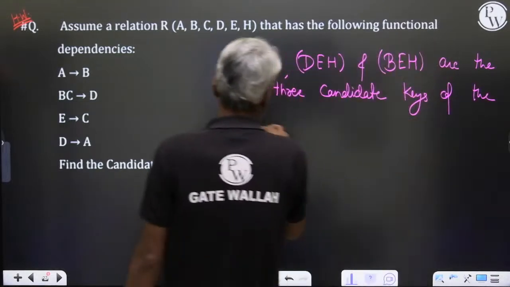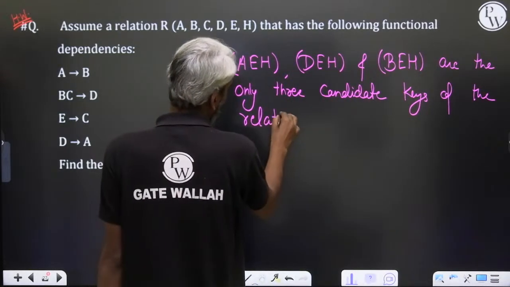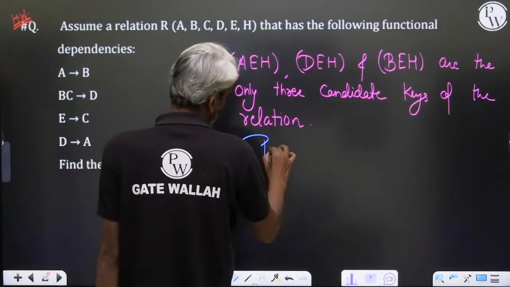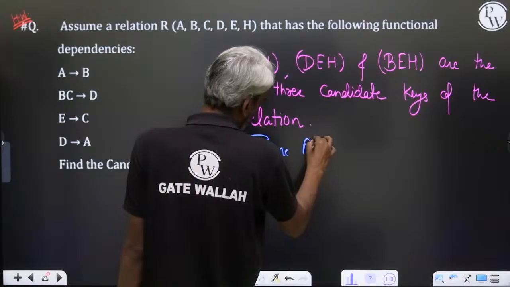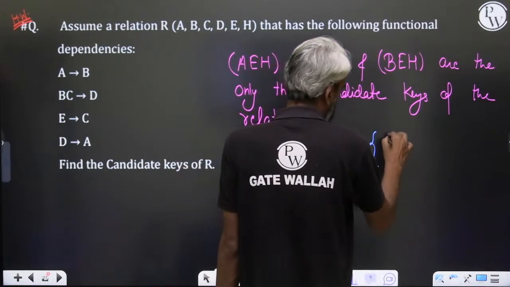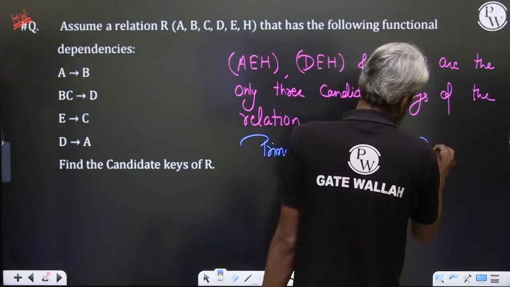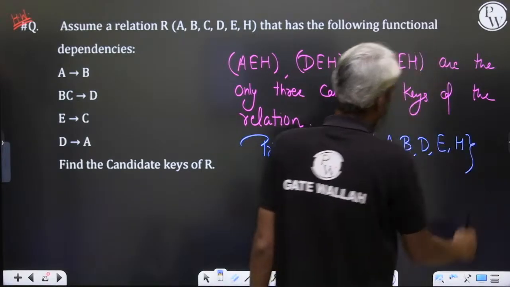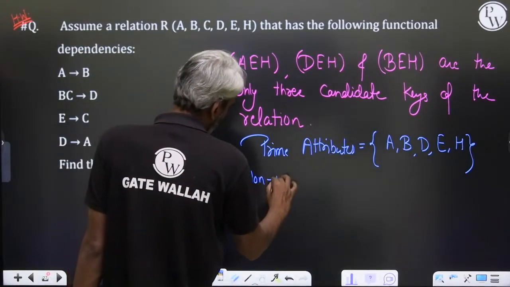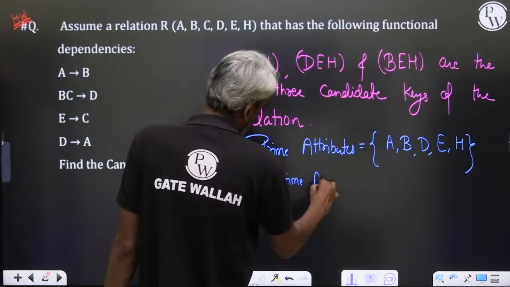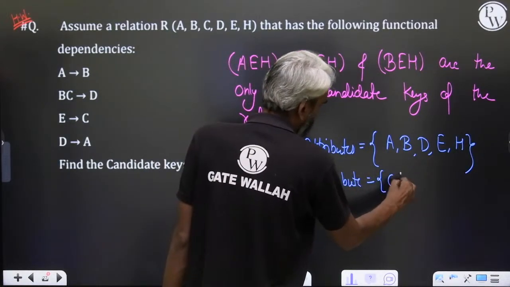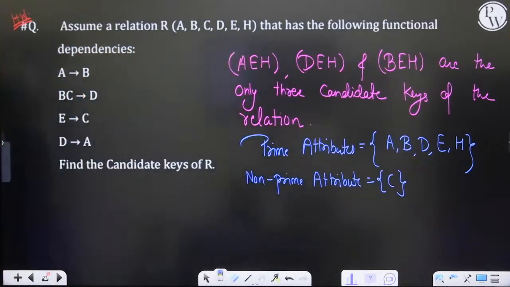of the relation. So once you found all the candidate keys, you will be able to define the set of non-prime attributes as well. We already found the set of prime attributes because we found all candidate keys. So prime attributes will be A, B, D, E, H. Non-prime attribute will be C. The only non-prime attribute in this relation is C.